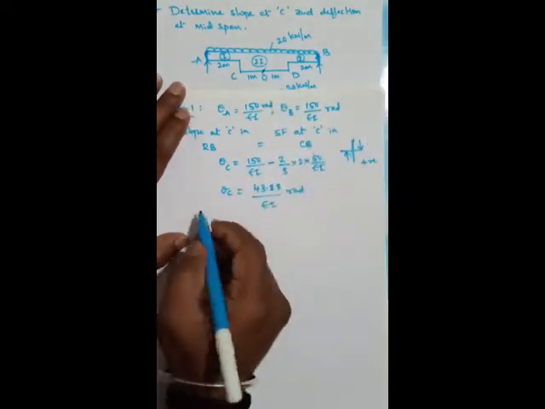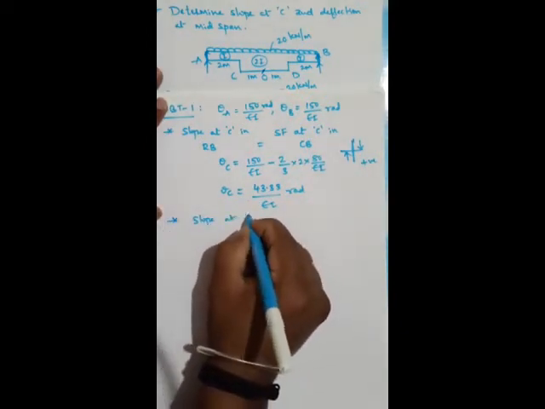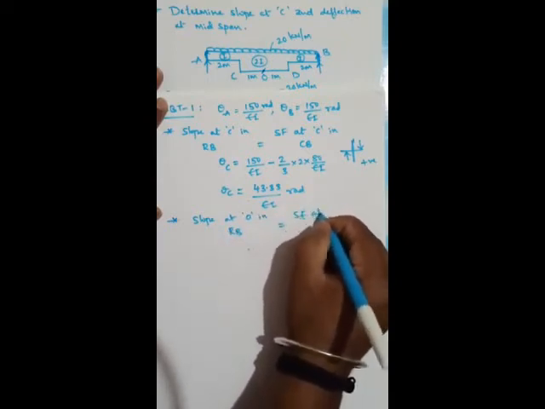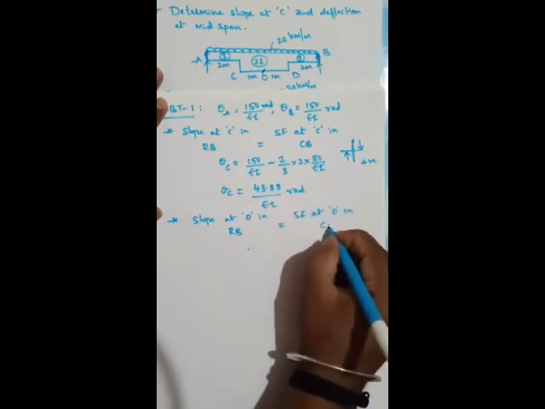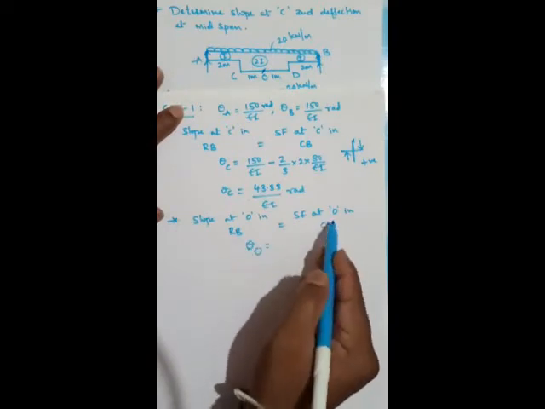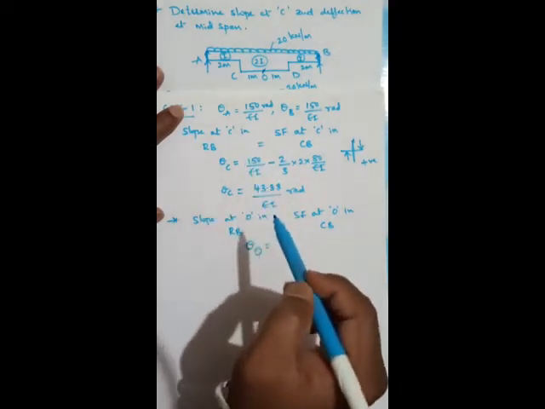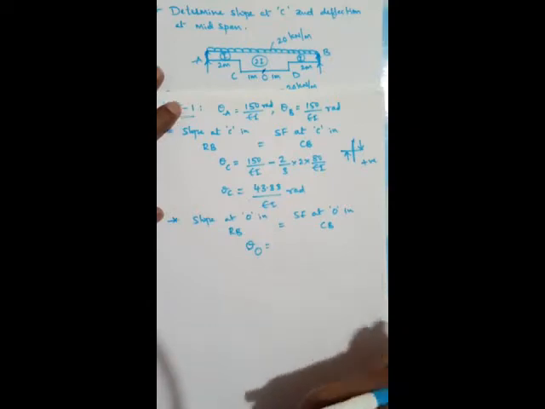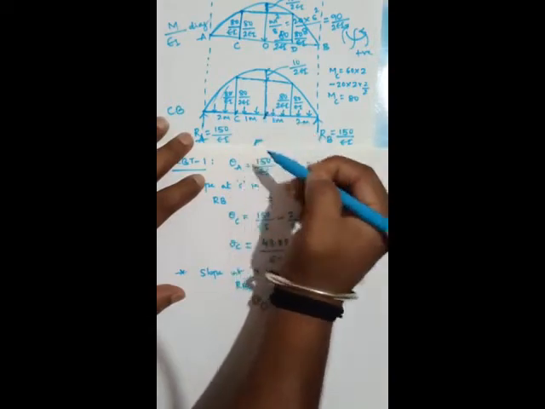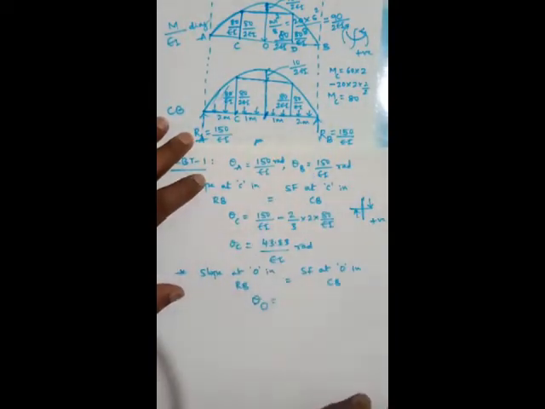Means if I calculate theta O, that is, the slope at O in the real beam is equal to the shear force at O in the conjugate beam. If I calculate this slope at point O, I should be getting zero. Theta O should be zero, because at the point of maximum deflection, the slope is zero. Just check it, whether we are getting it or not. So here we are calculating, correct? Either you consider the left hand side or the right hand side, it is a symmetrical figure.